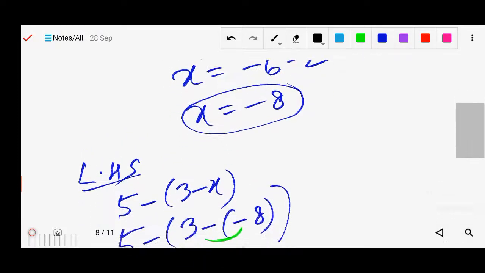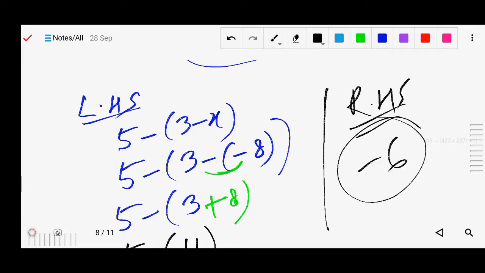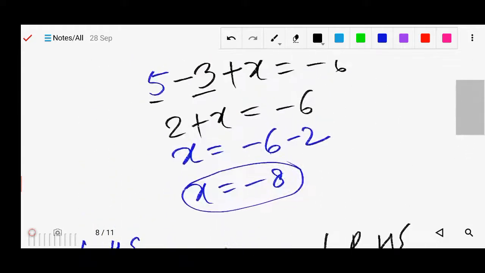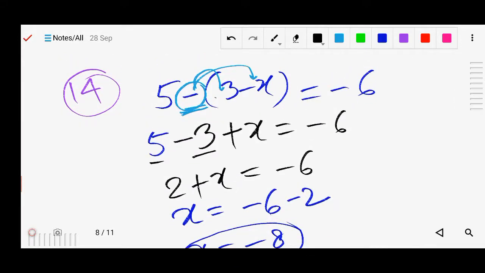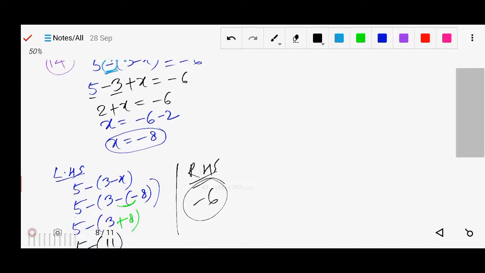Check that on the right side. On the right hand side, what is the value? It is only minus 6, so both are equal, right hand side and left hand side. So our solution is correct. Got it? Left hand side and right hand side both are equal.